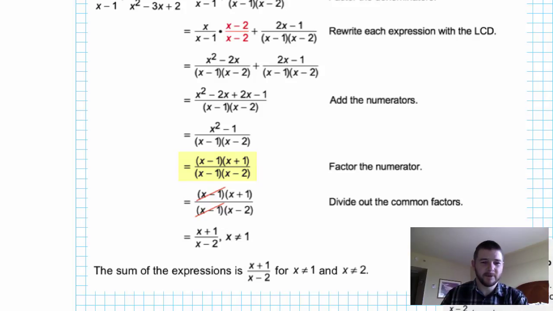And now we can simplify or reduce further. The x minus 1's reduce, cancel, and we're left with x plus 1 over x minus 2. Now, of course, it should be noted that x cannot equal 1, and we can take a look at why. Note in the original expression, a value of x equals 1 would lead us to a denominator of 0, and that is simply not allowed. Not only that, we should also note that a value of x equals positive 2 in the second fraction's denominator would give us a denominator of 0 as well, and so that is also excluded from the domain of the sum of our expressions.